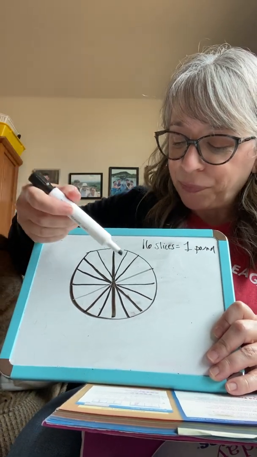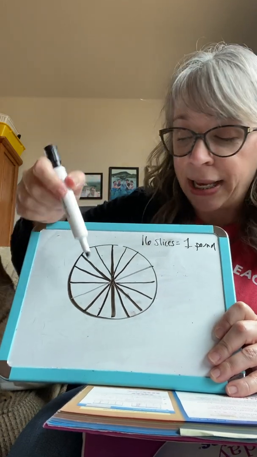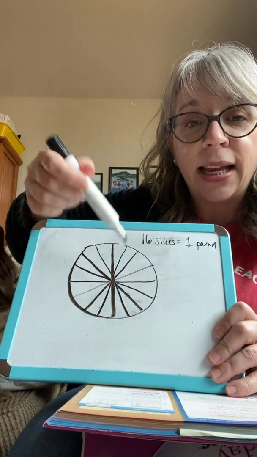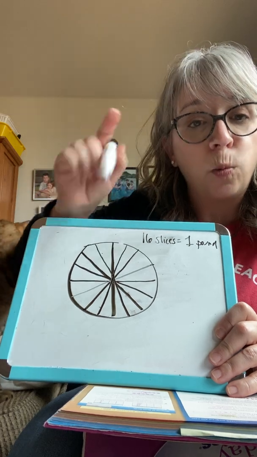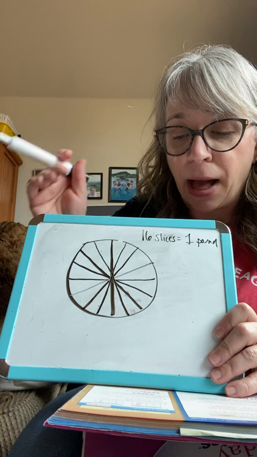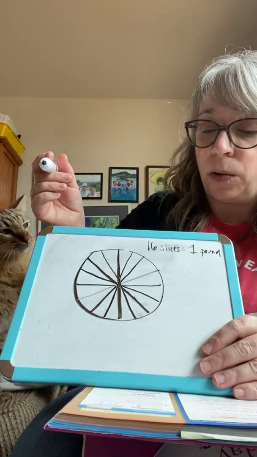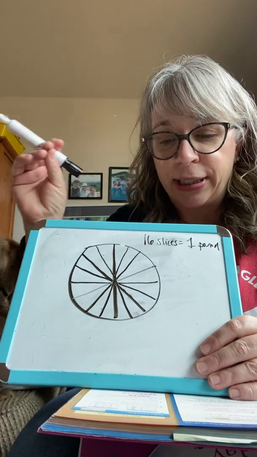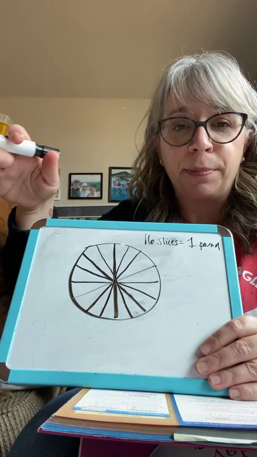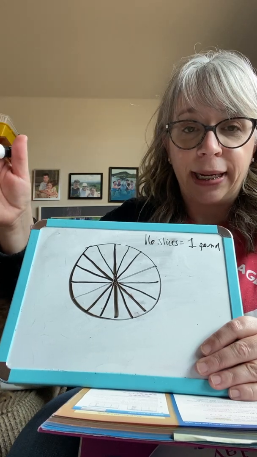Okay. So each slice represents 1 ounce. Okay, so there are 16 slices, and so the 16 slices equal 1 pound. Okay. So if we have half a pound, how many ounces is half a pound? Okay, so for me, that was just easy because we're just going to split 16 in half. So 16 divided by 2 would be 8.